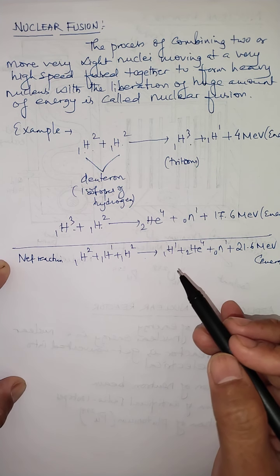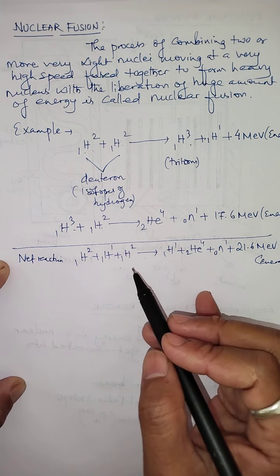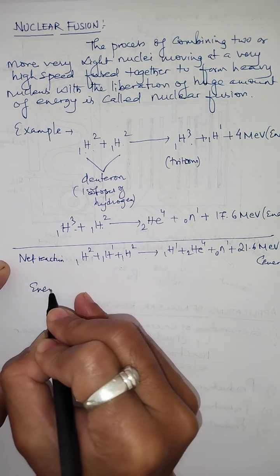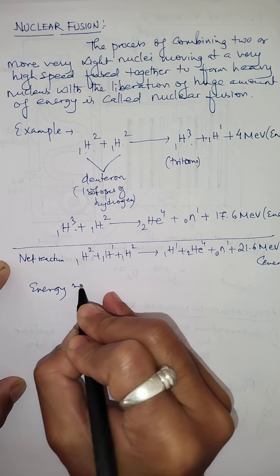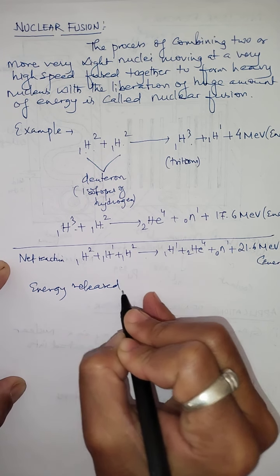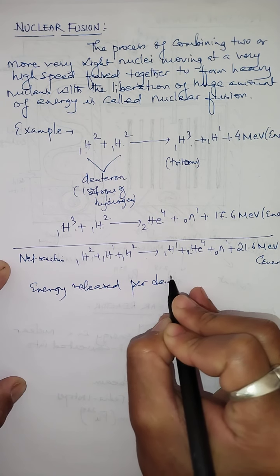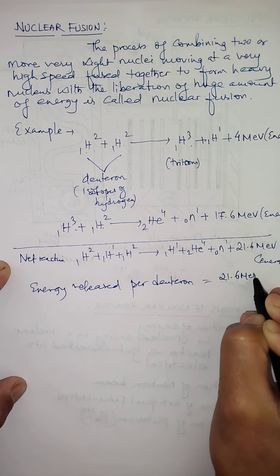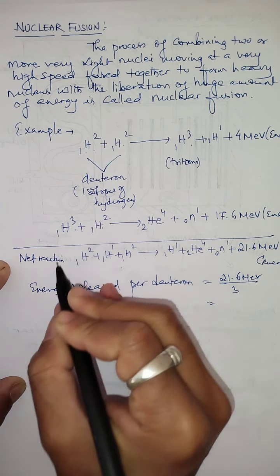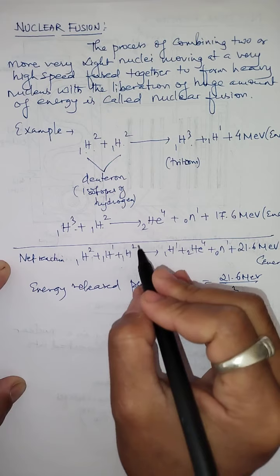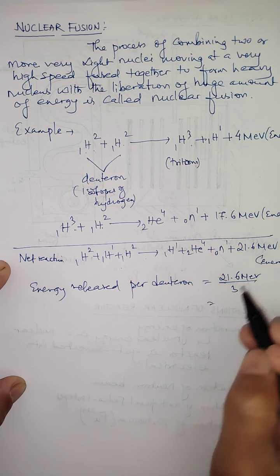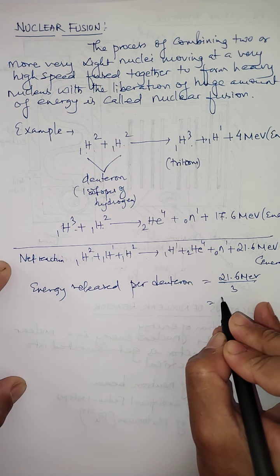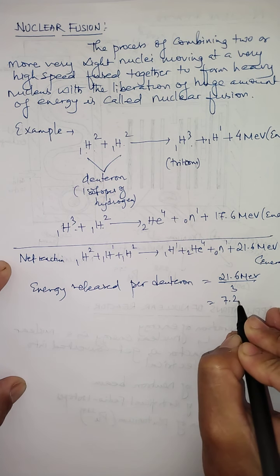The energy released per deuterium is calculated as 21.6 mega electron volt divided by 3, because a total of 3 deuterium atoms are fused together and release 21.6. So if I calculate the energy released per deuterium, it will be almost 7.2 mega electron volt.